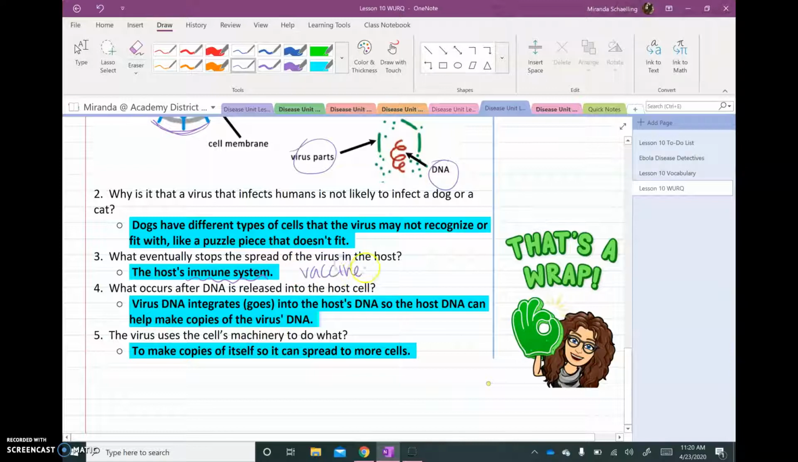Okay. After the DNA is released into the host cell, the virus DNA integrates or goes into the host DNA so that the host DNA can help make copies of the virus's DNA. So remember, viruses can't make copies of their own DNA, so they need the host DNA to kind of help them make copies of themselves. Okay, and so once it makes copies of itself, it can spread to more cells. So super creepy, but also awesome.